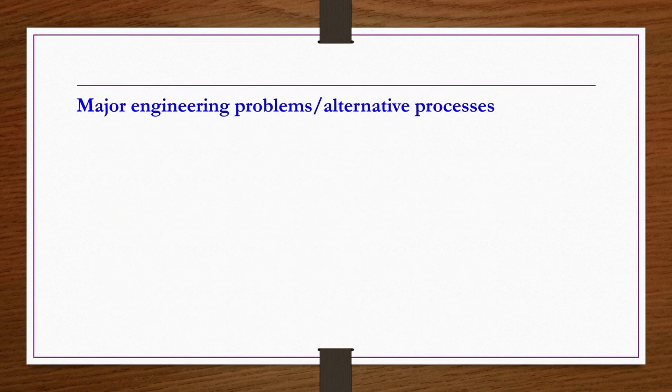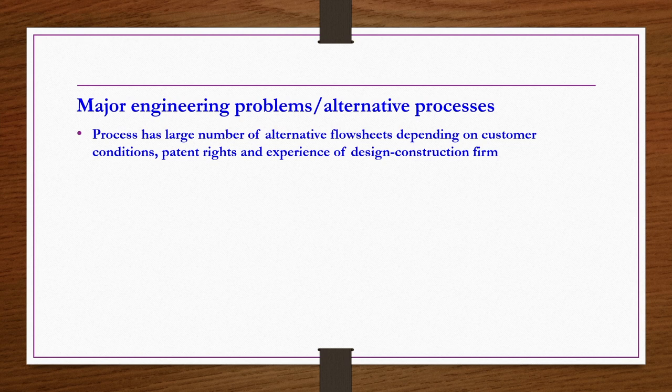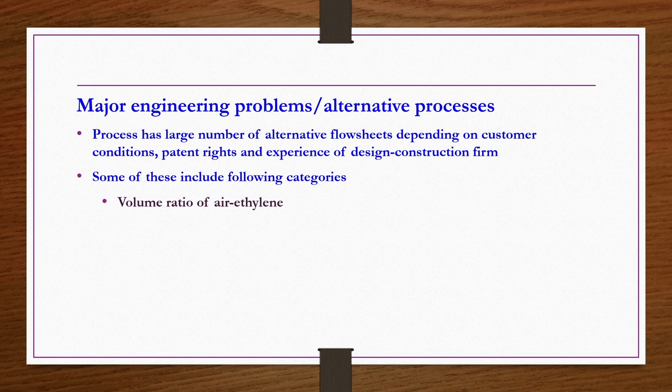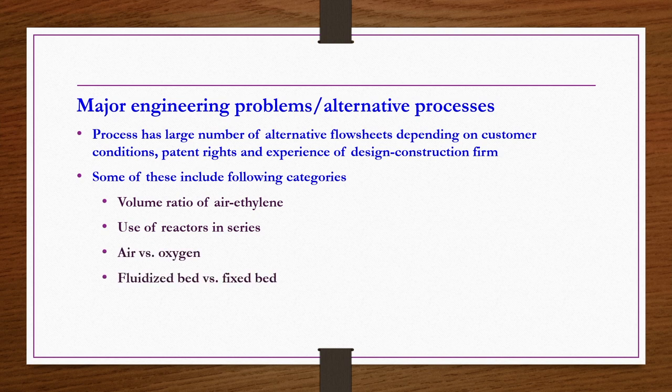Coming to the major engineering problems, alternatives. The process has a large number of alternative flow sheets depending on customer conditions, patent rights, and the experience of the design and construction firm, etc. Some of them are shown here: volume ratio of air to ethylene, use of reactors in series, air versus oxygen, fluidized bed versus fixed bed reactor, and hydration of ethylene oxide to glycol are some of the options. We discuss these 5 options individually.